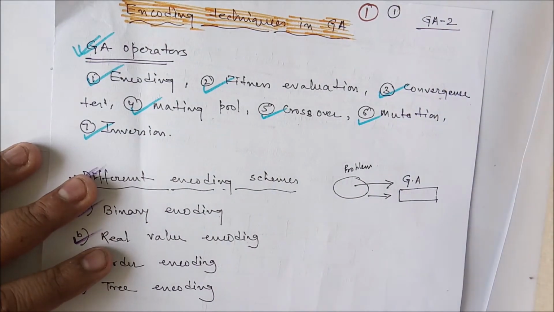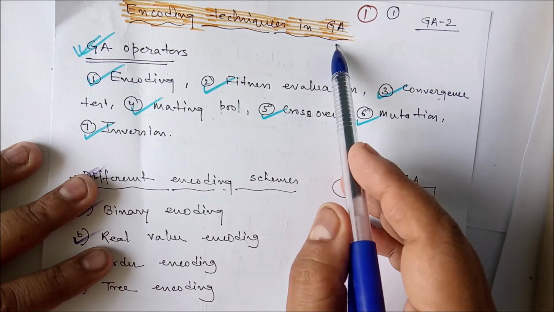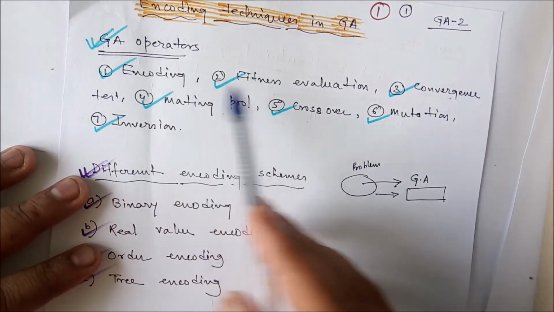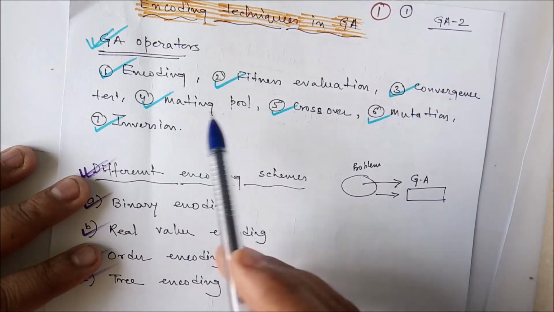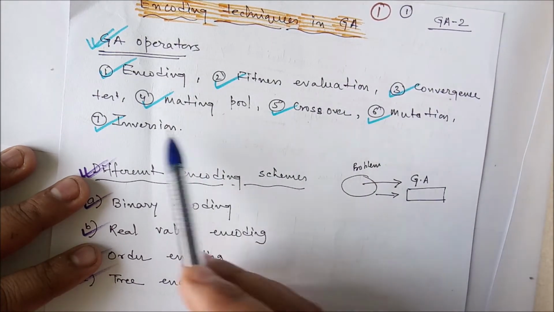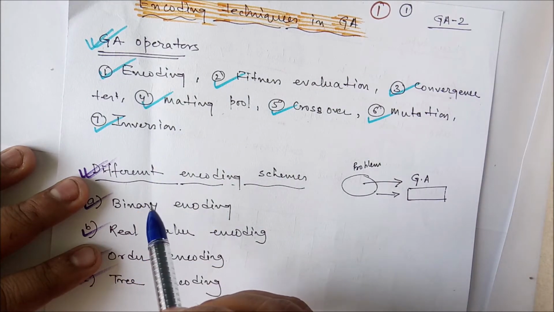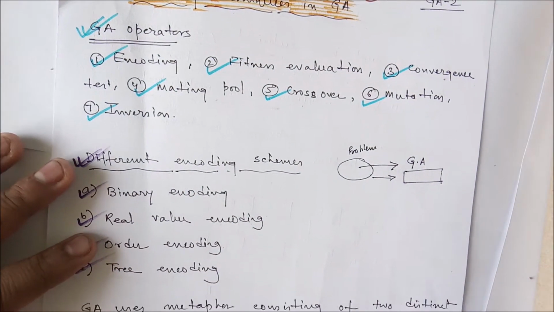Okay, hello friends. In this video, we'll discuss encoding techniques in GA. You already know the different GA operators: encoding, fitness evaluation, convergence test, mating pool, crossover, mutation, and inversion. So what is encoding? It is nothing but representing the problem and solution to fit with the GA framework.